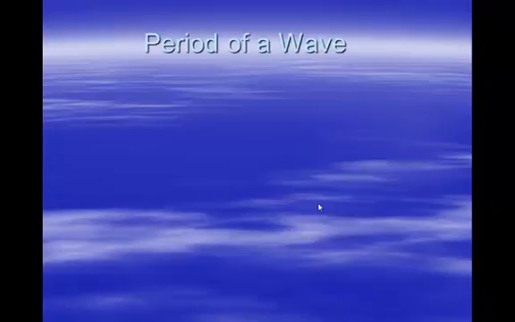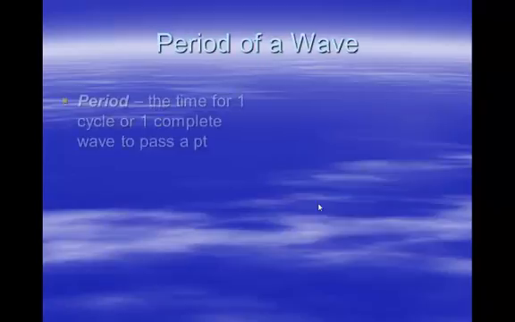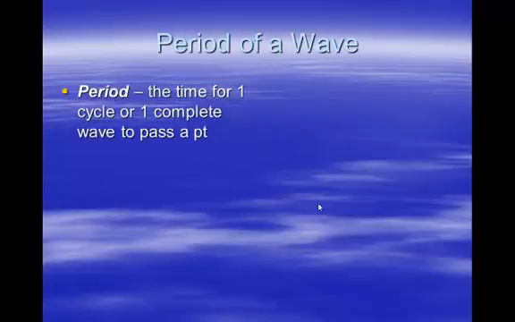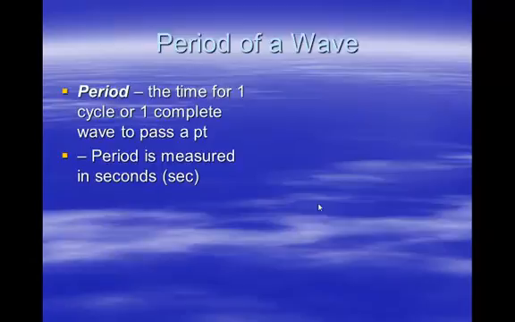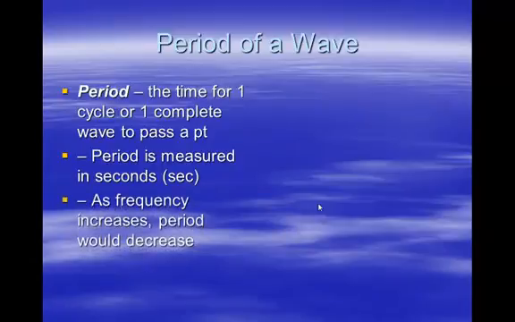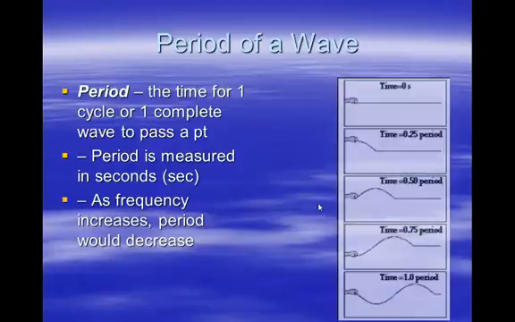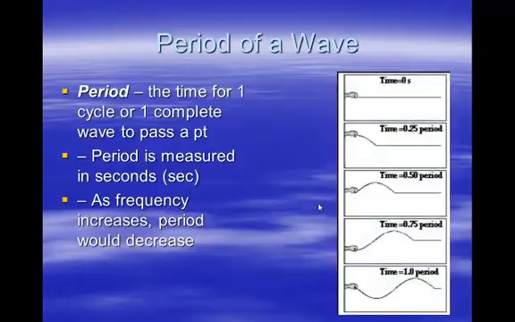So the next thing we need to talk about are periods of a wave. The period is the time for one complete wave to pass a point. It is measured in seconds, and as my frequency increases, my period is going to decrease. So remember, frequency is the number of waves per second. The faster this wave is moving, the time it takes for that wave to get past one single point is going to decrease.